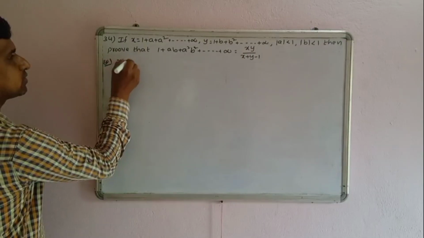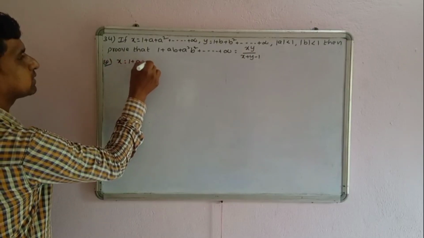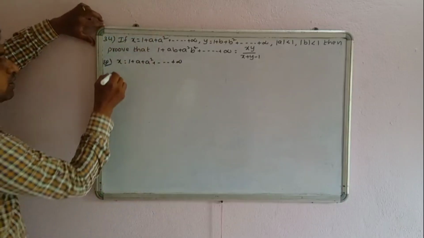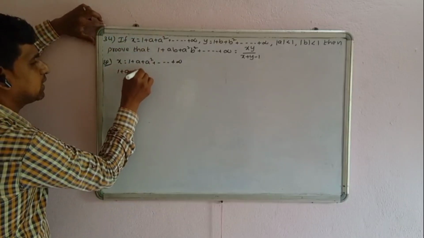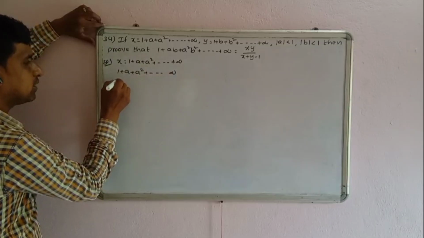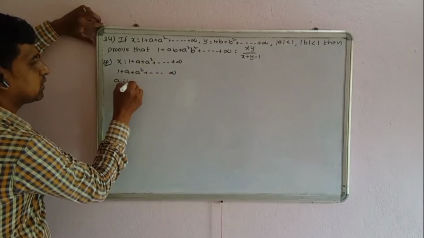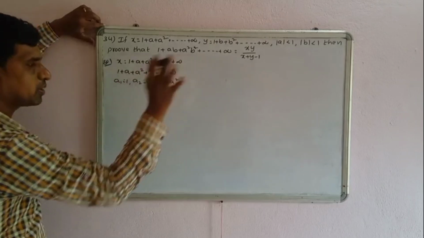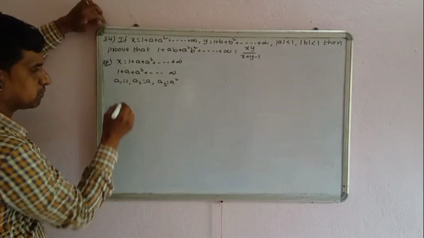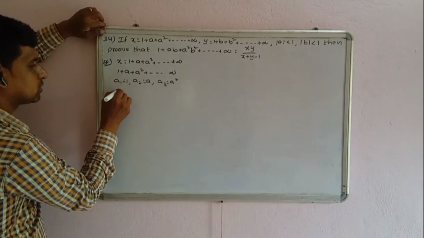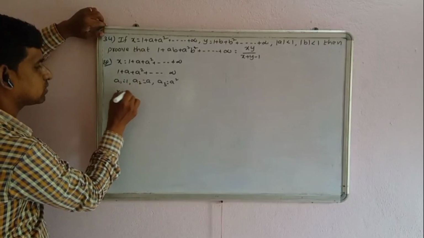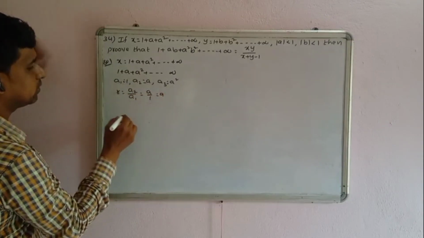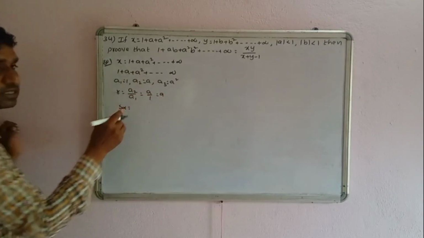See the first progression. What is x? x equals 1 plus a square plus so on to infinity. First solve this one. Here a1 is 1, the first term, a2 is the second term, and the third term a3 is a square. Still many terms are there. First find the common ratio r. What is the formula of r? r equals a2 by a1, that is a by 1, which is a.